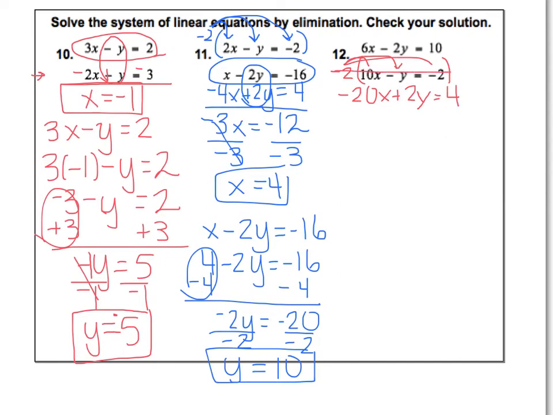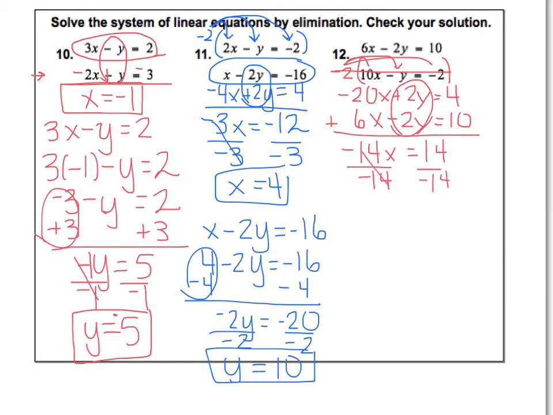Since that top equation is so far away, I'm going to bring it down: 6x minus 2y equals 10. Negative 20x plus 6x gives me a negative 14x. Opposites give me 0, and 4 plus 10 gives me 14. When I divide by my negative 14, I get x equals negative 1.